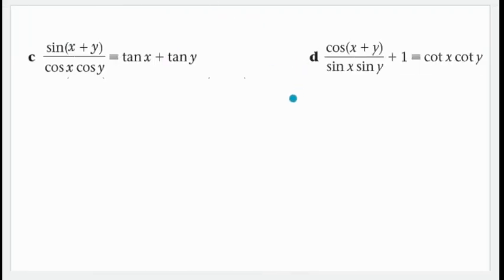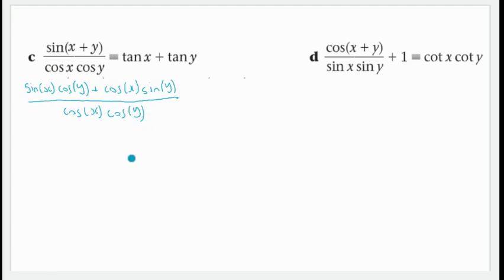Okay, let's go to this next one. We want to show that sine of x plus y over cos x cos y is the same thing as tan x plus tan y. Well, the top bit, we can expand, if we start on the left-hand side, to sine x cos y plus cos x sine y, and that's all divided by cos x cos y.